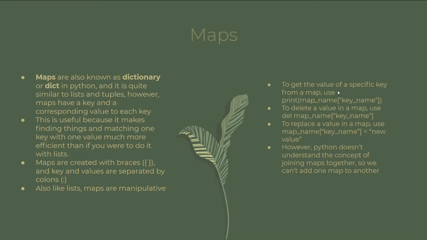To get a specific value from the key, you can print the name of the map. To delete a value, you can do del, the name of the map, and the name of the key in brackets. And to replace a value, you do the name of the map, the key name, and the new value you want it replaced with. And you can't add or multiply them together, unlike lists. So that is all very confusing.